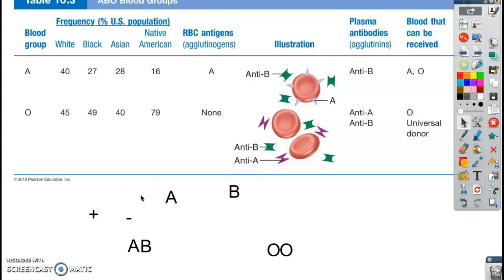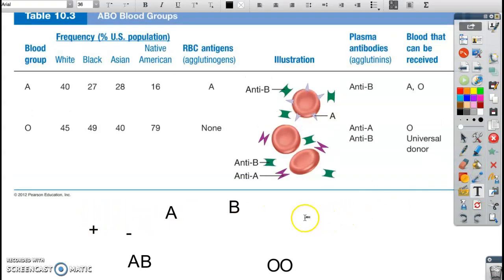And they started doing transfusions, and they were working most of the time now, but there were still some times that they had issues with them. And it turns out there's another factor involved. There are little markers that are called RH factors.